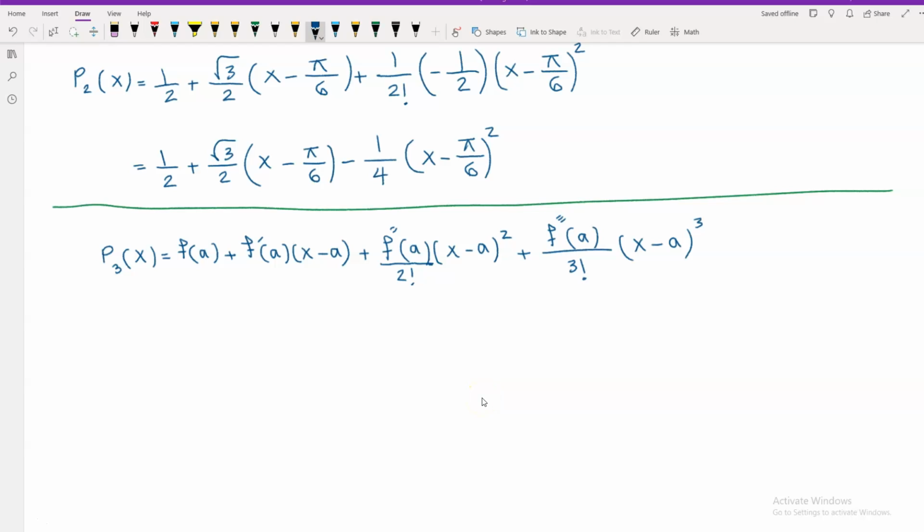Now find the Taylor polynomial of order 3, which is in this form. So we have the first derivative, we have the second derivative, and we should find the third derivative. The second derivative was equal to negative sine x. Based on that, finding the third derivative.